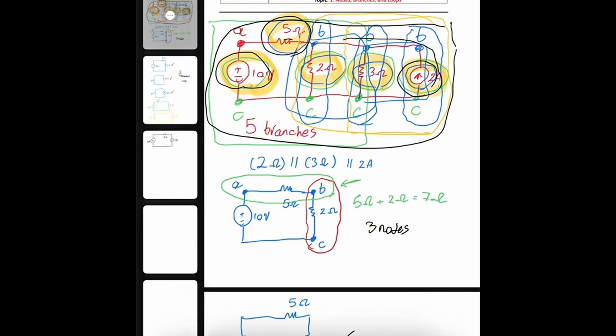And if I want to give you a summary of this lecture, we have a branch, which is any element like a resistor, source, etc. A node is a connection point of 2 or more branches. A loop is any closed path. Parallel is if the same 2 nodes are connected. Series is if only one common node between elements exists. An independent loop is used in mesh analysis and loop equations.